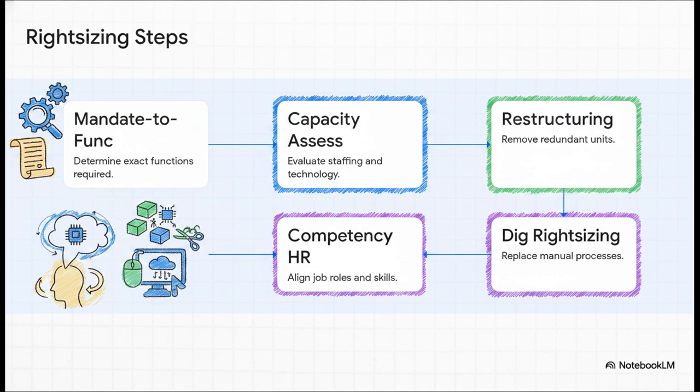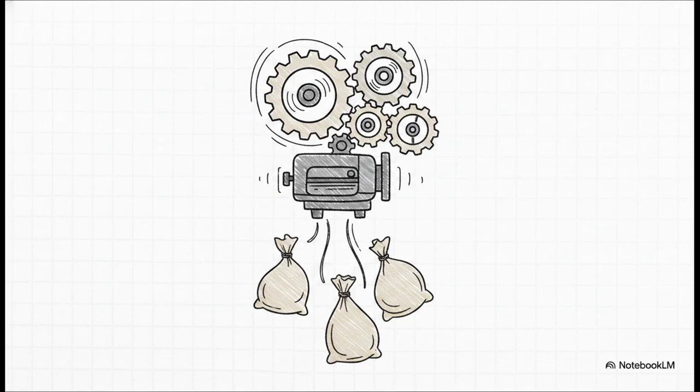From there, you restructure. You have to make those tough calls to merge or cut overlapping units. And finally, you apply digital right-sizing, which means replacing slow manual processes with modern digital systems to take the pressure off your staff. It's all glued together by hiring for modern, competency-based skills. And you know what? When you actually follow those steps, the transformation is incredible. The institution just drops all that dead weight. It becomes lean, efficient, digitally capable, perfectly aligned with its mandate, and fully accountable. It's like a perfectly tuned machine, completely ready for action.